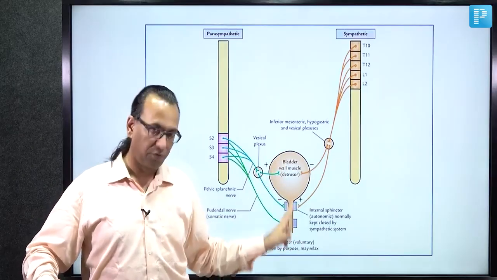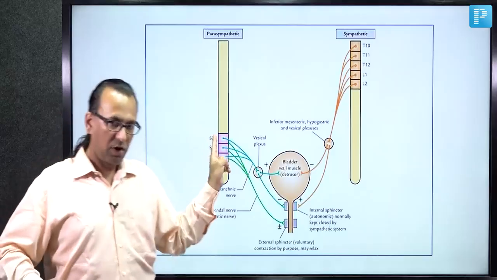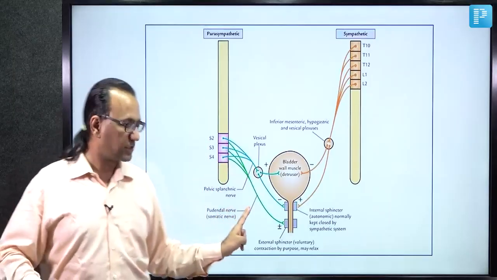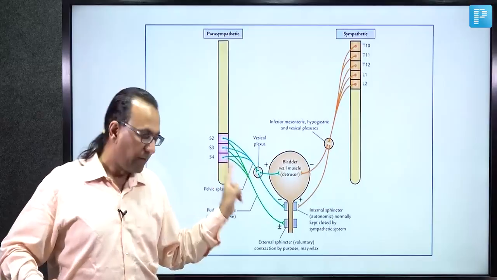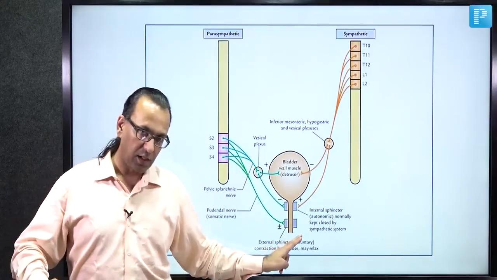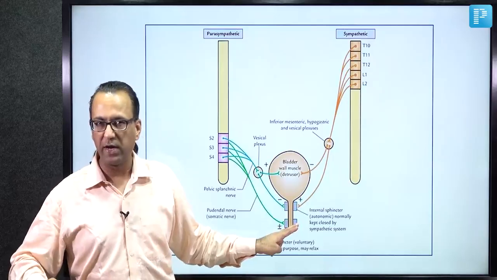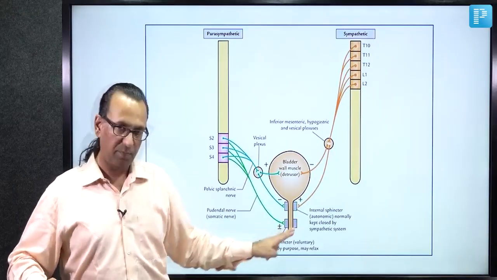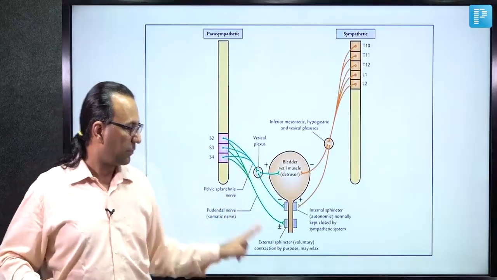Now, if you want to stop the flow of urine, you can use the same root value as S234, but the nerve will be a somatic nerve, which is the pudendal nerve. The pudendal nerve has the same root value as the nervi erigentes, but it is working on the external urethral sphincter, which is a skeletal muscle sphincter, which can help us to hold urine at our own will. So you can stop the urine using this sphincter, the somatic nervous system, which is the pudendal nerve.